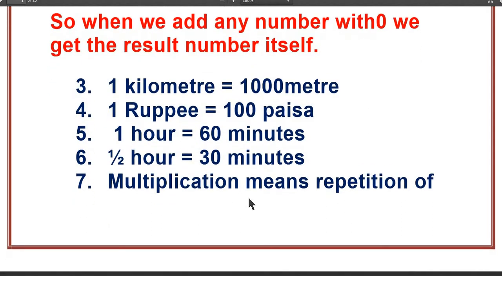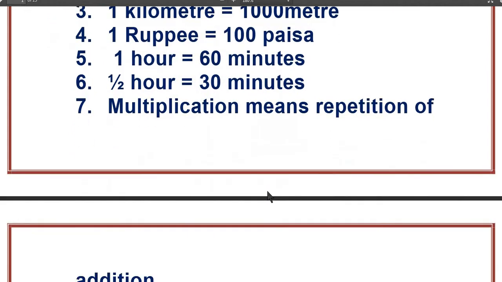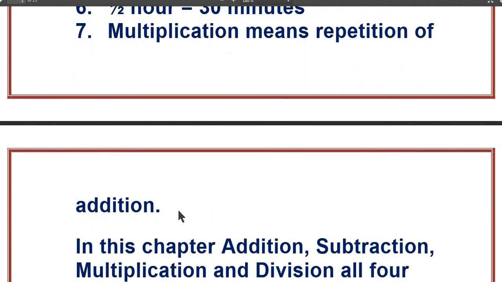7th point, multiplication means repetition of addition. It means when we repeatedly add the same number, it is called multiplication. As an example, 4 plus 4 plus 4, when we write it 3 times, it is 12. So 4 into 3 is equal to 12.